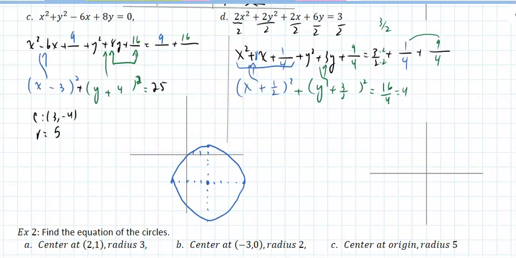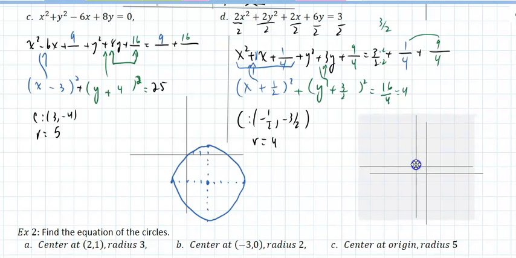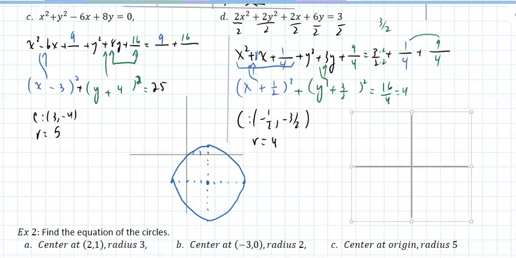So I have a center of negative 1/2 and negative 3/2 and a radius of 4. So if I move from negative 1/2, we're going to say that's negative 1, negative 1/2, and negative 1.5. If I move 2 units to the right, and 2 units to the left, and 2 units up, and 2 units down, and connect that with a smooth curve, there it is.